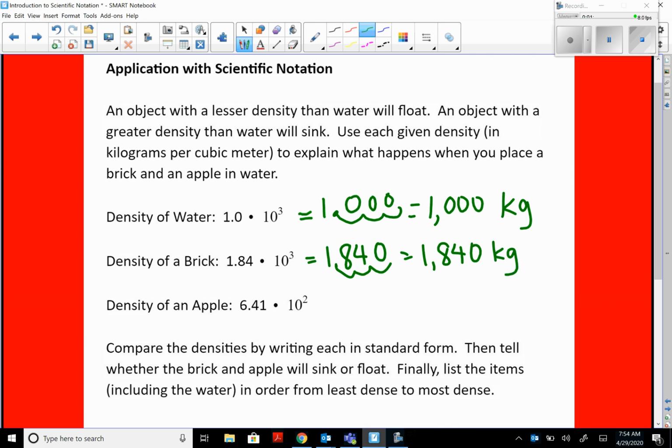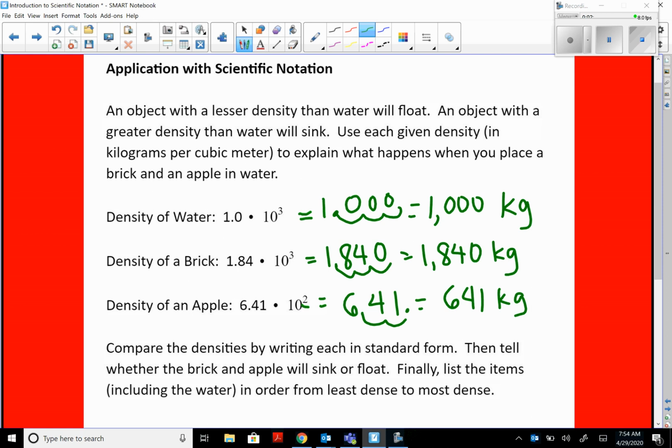Lastly, let's figure out the density of an apple. You'll notice right away that this one has an exponent of 2, which is less than the one with water and a brick. So that could tell you something, but let's look at it. So if I rewrite it in standard form, I'm going to move the decimal 2 places to the right. I don't have to add any zeros, which means the density of the apple is 641 kilograms per cubic meter.